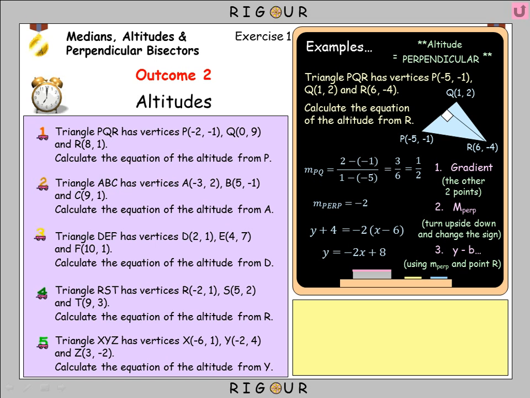So here's a few altitudes for us to try, and if you're working on these at home, pause the video now. Okay, you've unpaused the video. Let's see how we go on with these.